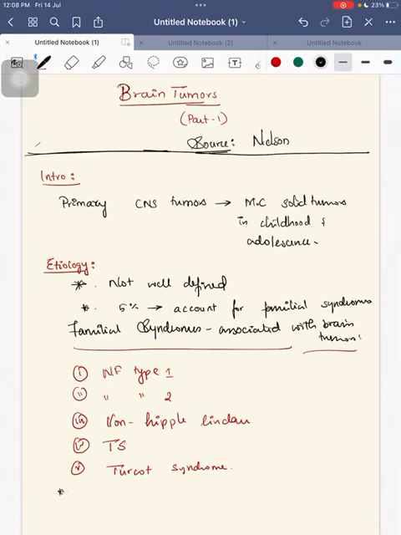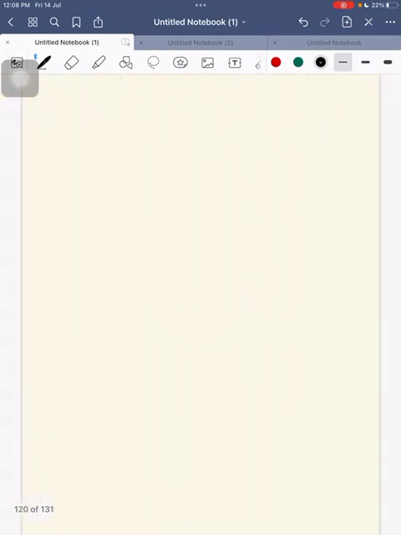Next point here is ionizing radiation exposure to the cranial region. This is associated with an increase in the incidence of brain tumors when there is cranial exposure to ionizing radiation.